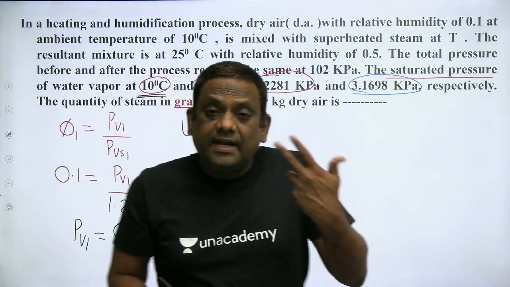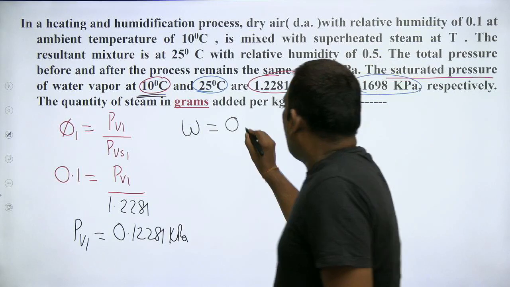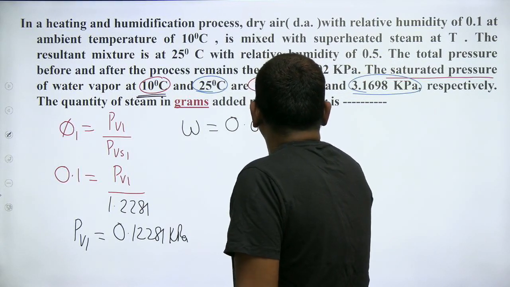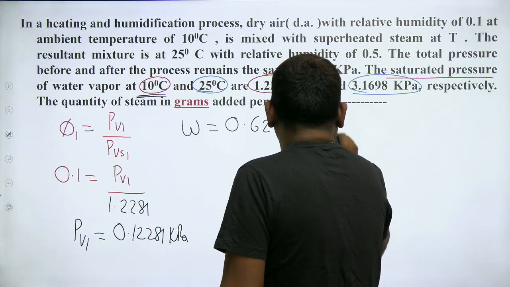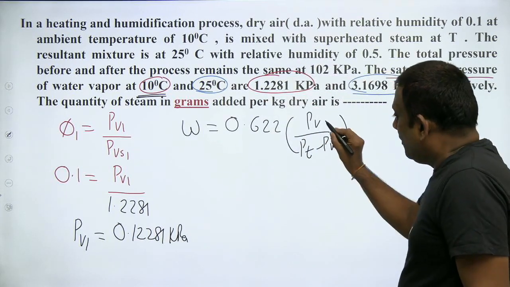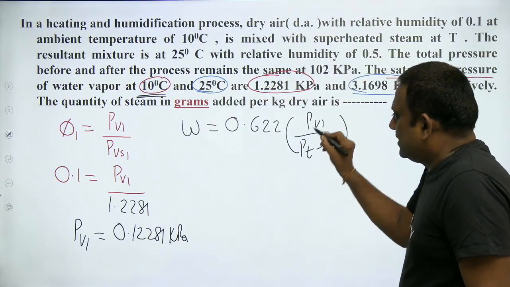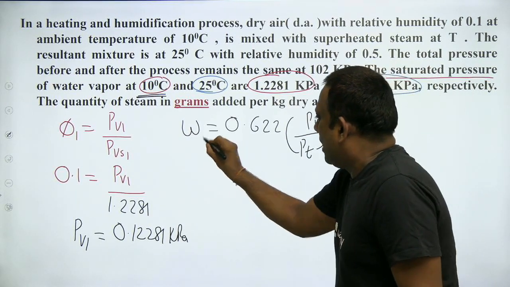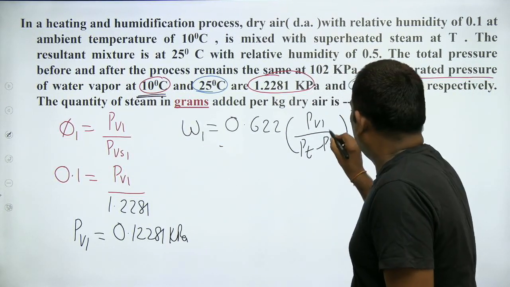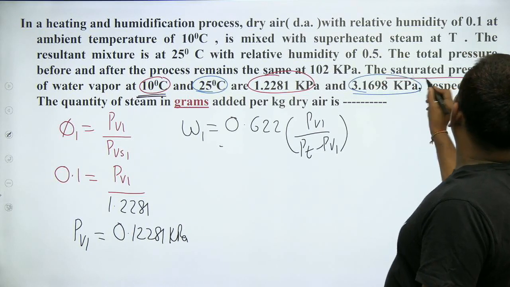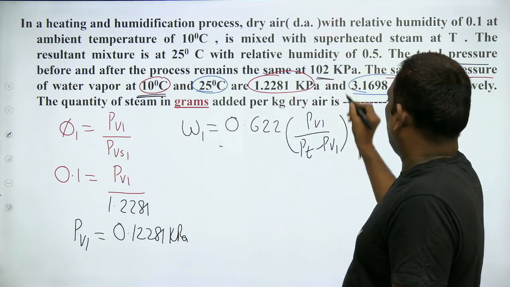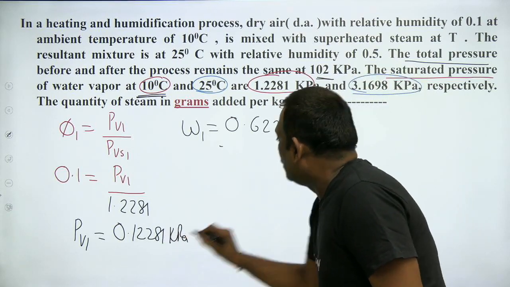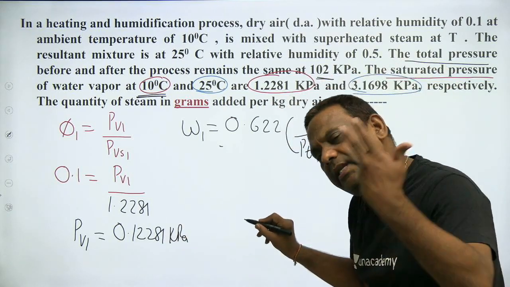I have already derived this in my earlier classes. Omega is 0.622 PV by P total minus PV. Have a look at this. PV is the partial pressure, and for omega 1 this will be PV1, and P total is constant. What is the total pressure? It is 102 kilopascal. If PV is in kilopascal, P total is also in kilopascal.